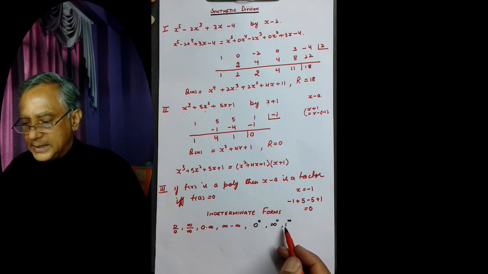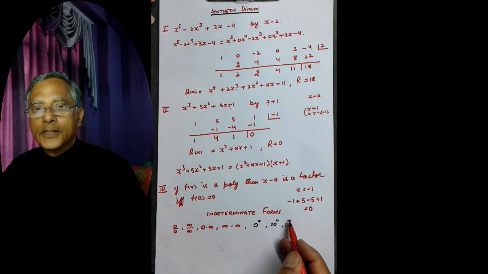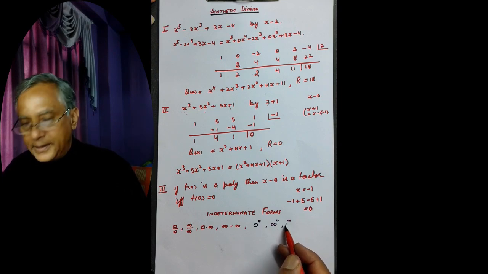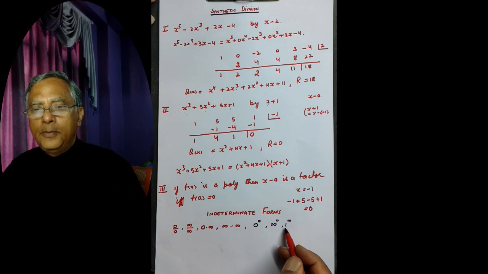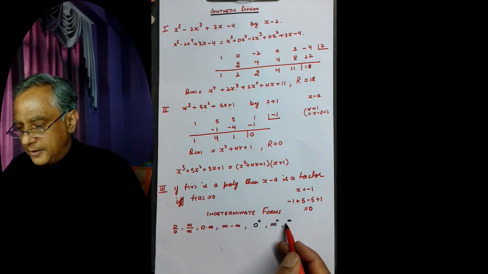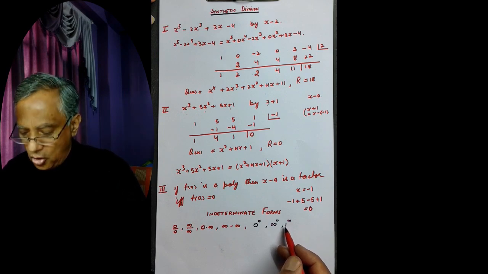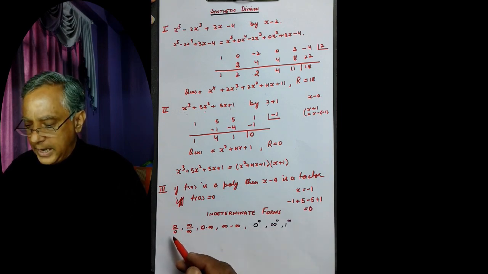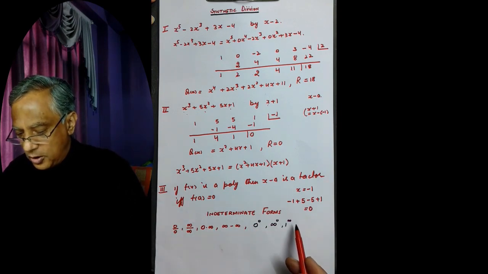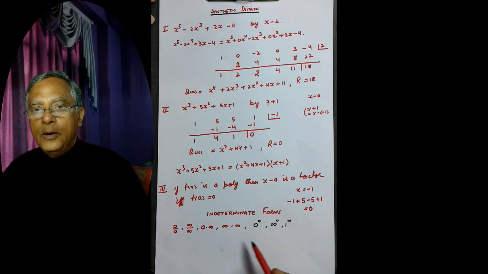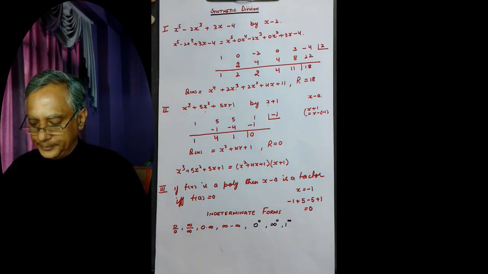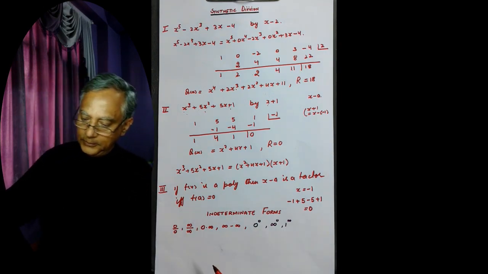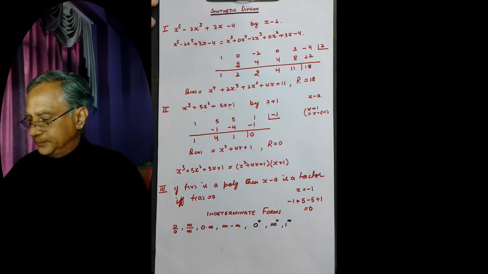If a number is less than 1, then that number raised to the power of infinity will be 0. And if the number is greater than 1 and we raise it to the power of infinity, the answer will be infinity. So what will the answer be if the number is 1? So all these forms are indeterminate forms. If any question is in any of these forms, this will mean we need further simplification. You can keep this in mind.